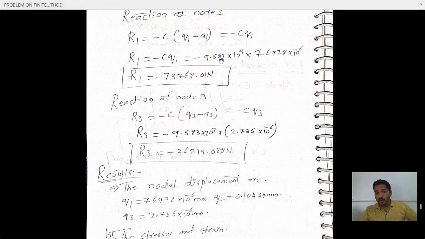After getting the value of R1, we need to find out the reaction at node 3. The same formula, node 3 also fixed. Is it right? R3, the normal reaction, is acting at point 3. R3 is equal to minus C, Q3 minus A3. So Q3 minus A3, what can we say? We can say Q3 only. So C is the penalty coefficient. How much did we already get here? 9.583 into 10 power of 9 as it is. Q3 value is 2.736 into 10 power of minus 6.